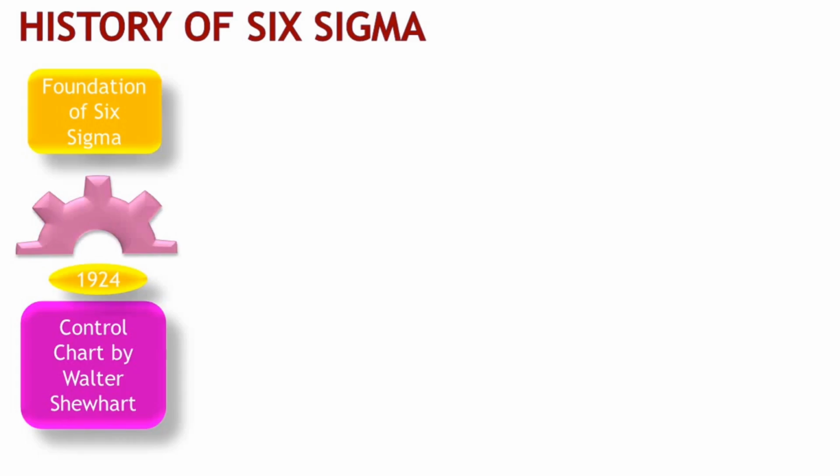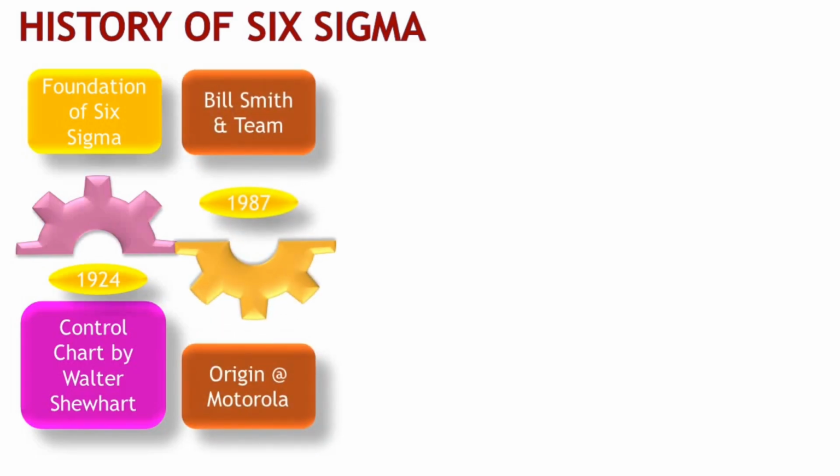The modern Six Sigma we are familiar with today began in 1987 at Motorola when Bill Smith and his team implemented this methodology. Their primary goal was to enhance processes by reducing errors and defects. This marked a pivotal moment in the history of quality management.